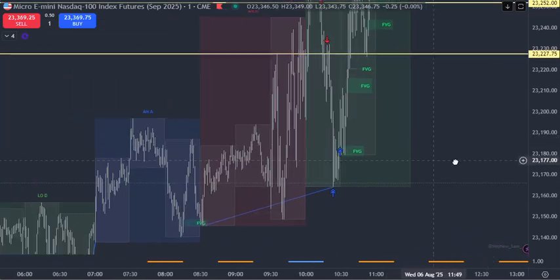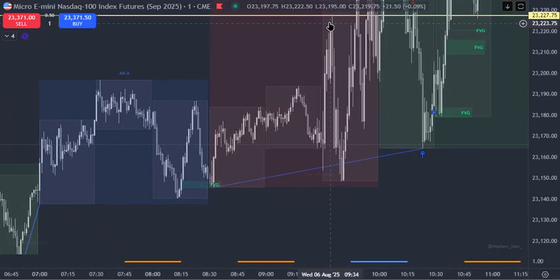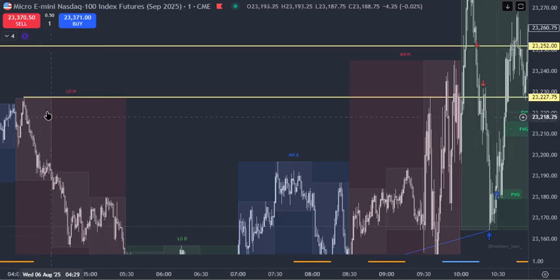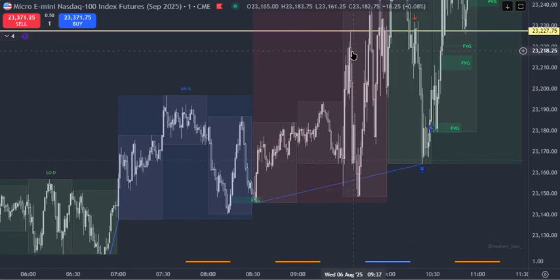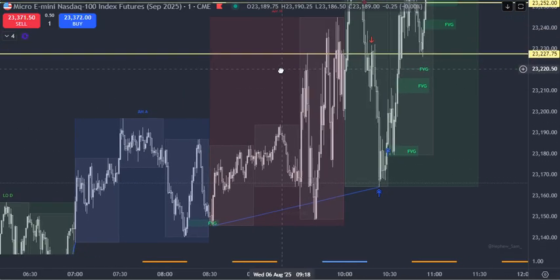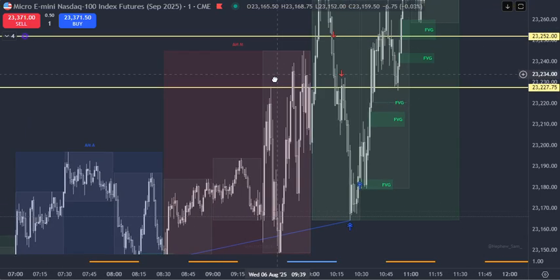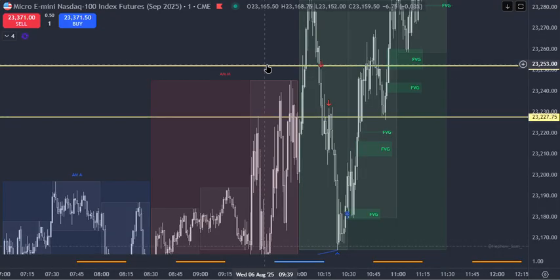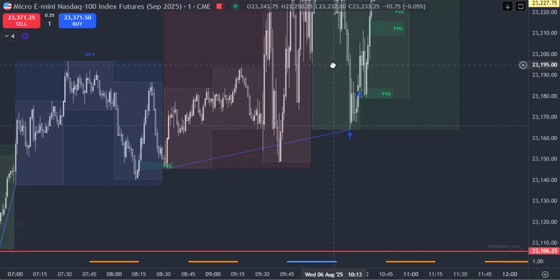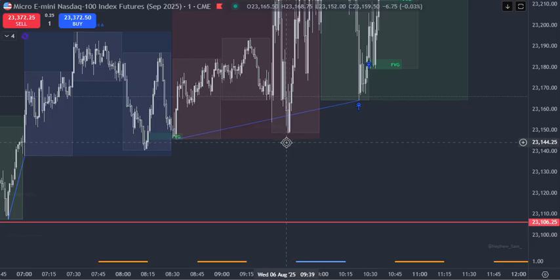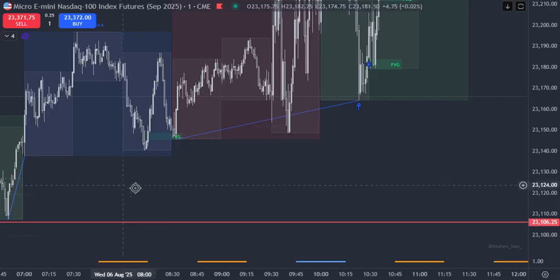I also noticed this high here. We did not sweep that London high. We started reversing right here, so since we left it there, that was equal highs to me. I was looking to target this high, and then this high. And then on the higher time frame, we had swept this low here.